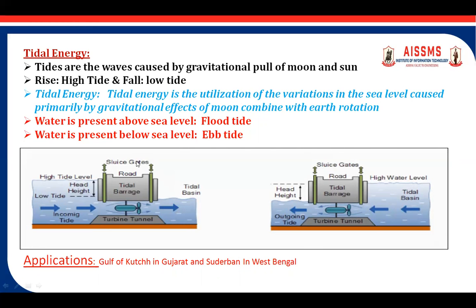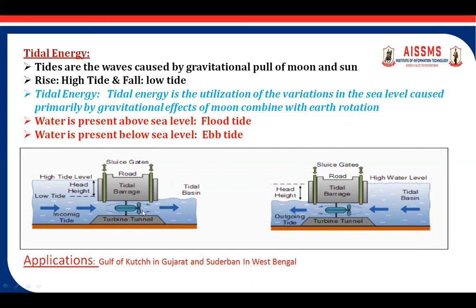Then the next type of plant, that is tidal energy. Tides are the waves caused by the gravitational pull of the moon and sun. They rise as high tides and fall as low tides. So how will you define tidal energy? Tidal energy is the utilization of variation in the sea level caused primarily by the gravitational effect of the moon combined with earth's rotation. Water present above sea level is flood tide. Water present below sea level is ebb tide.